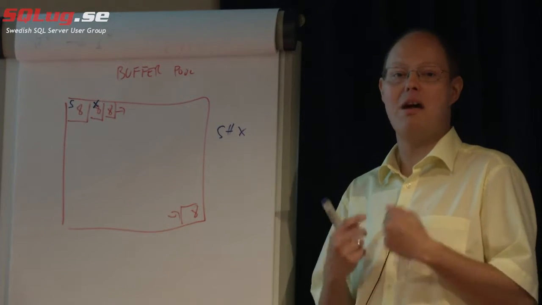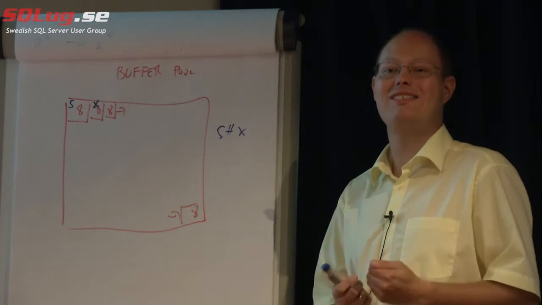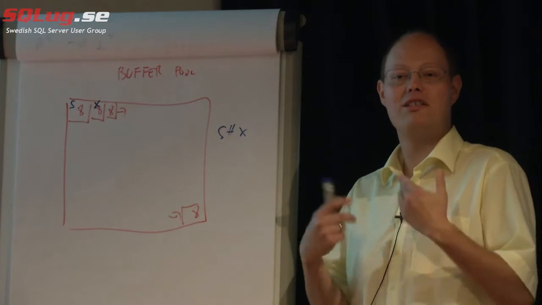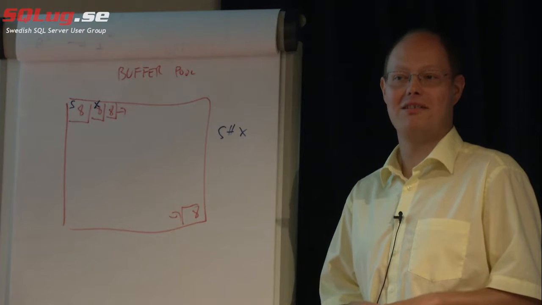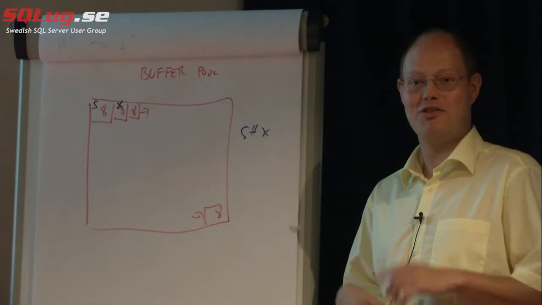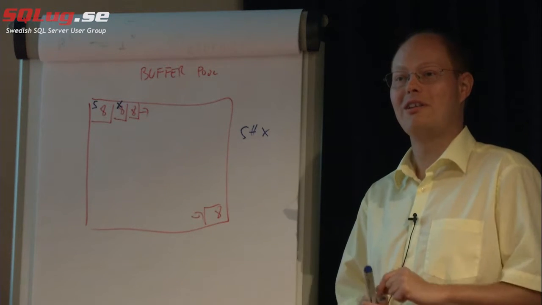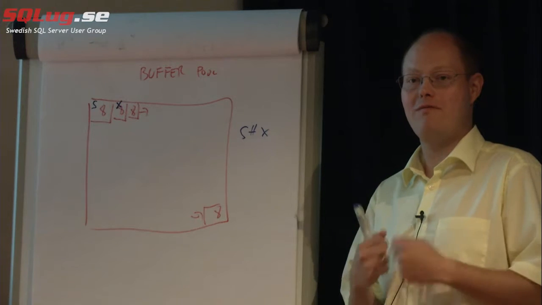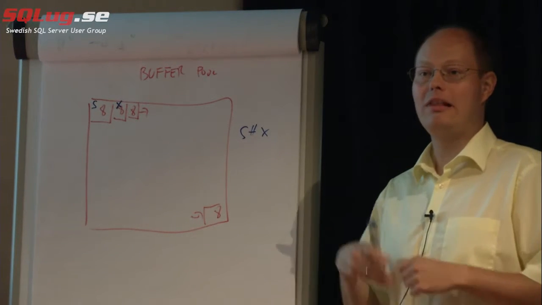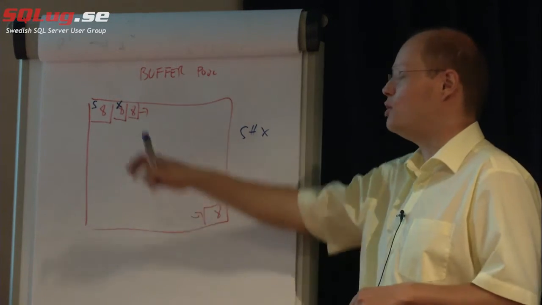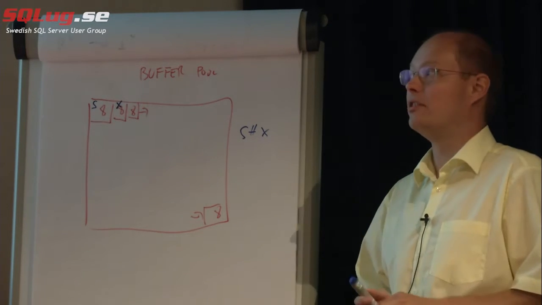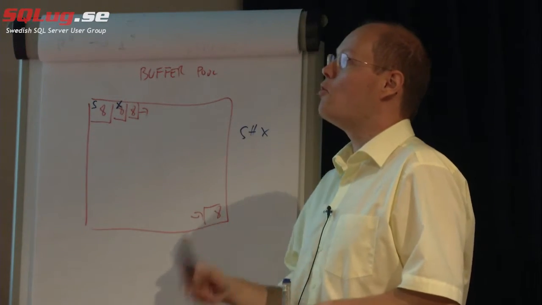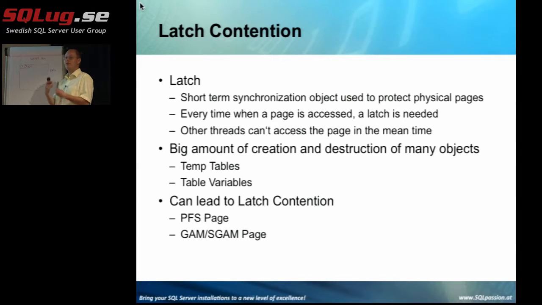Normally, we say main memory is very, very fast. We have latency times of nanoseconds. How many nanoseconds does a second have? 1 billion. That means a nanosecond is very, very short. Access to main memory is very, very fast. When you have latch contention, access to those pages in main memory is very, very slow because, again, you have to wait.